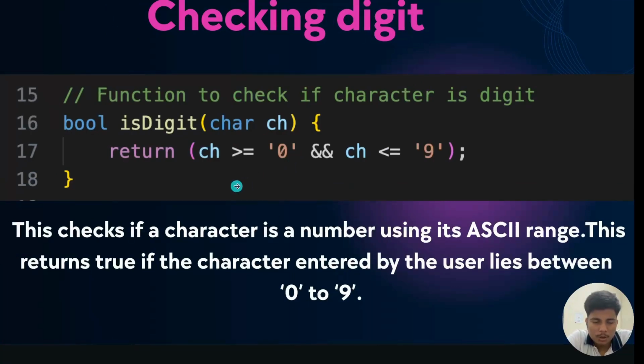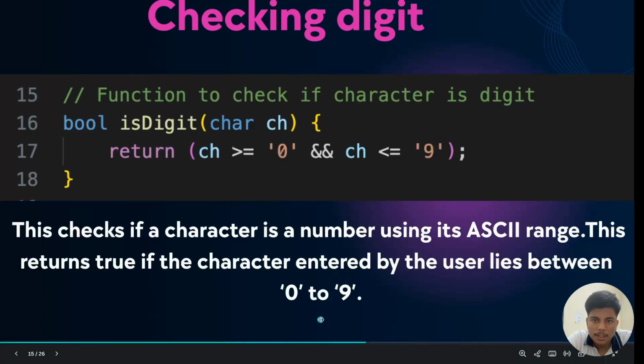And we also check for digits from 0 to 9. So we use the function bool is digit. This checks if the character is a number using its ASCII range. Again, it will also return a true value if the character entered by the user lies between 0 and 9.